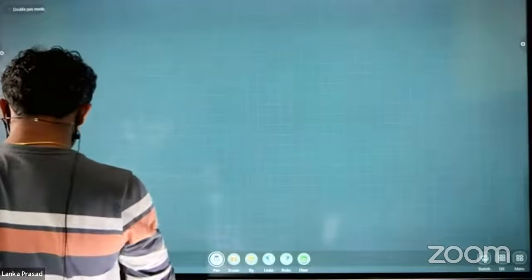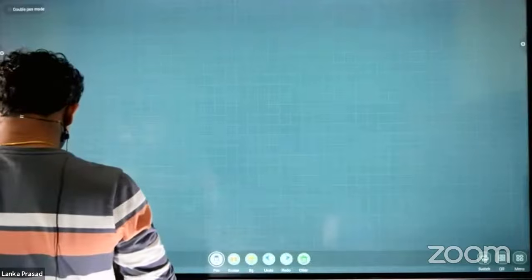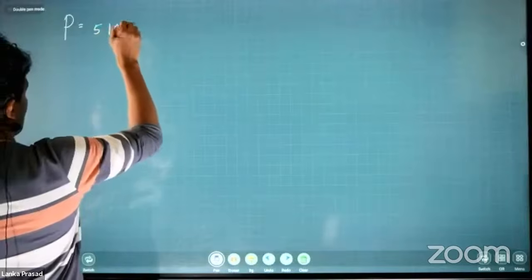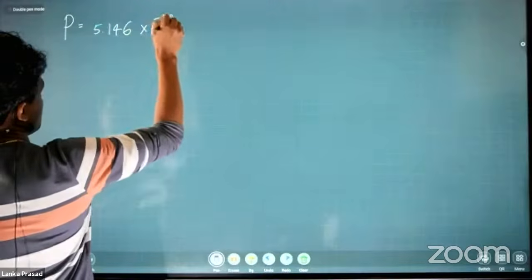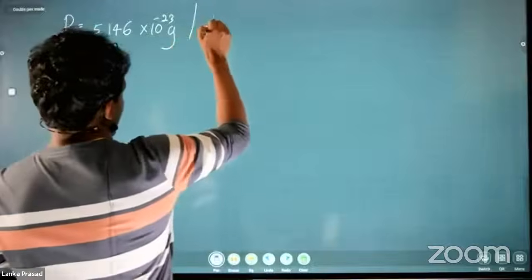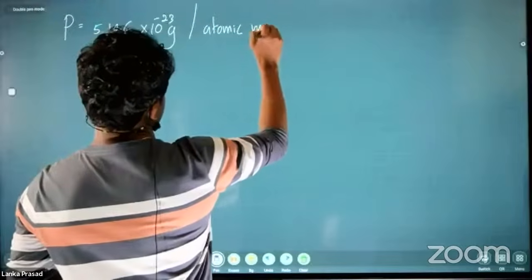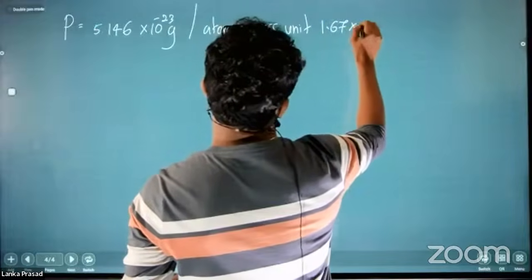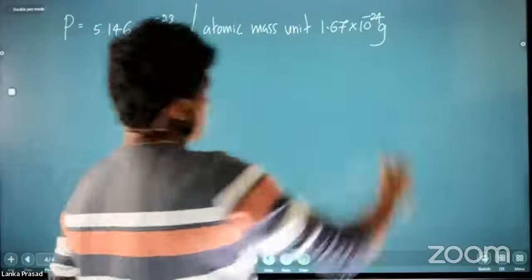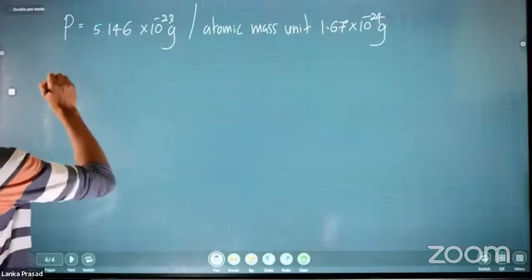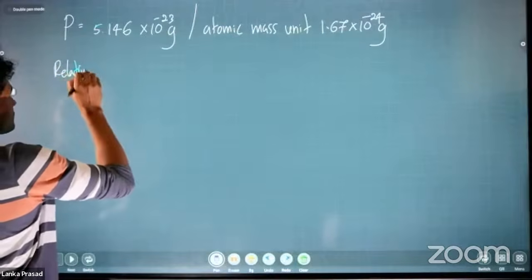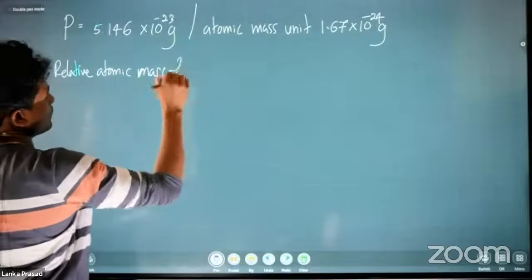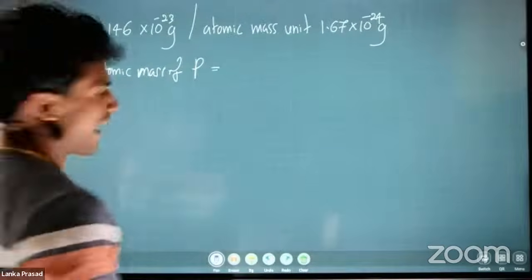In some cases, the mass of phosphorus is 5.146 times 10 to the power minus 23 grams. Atomic mass unit is equal to 1.67 times 10 to the power minus 24 grams. Now you have to find the relative atomic mass of phosphorus. So how do you find that?